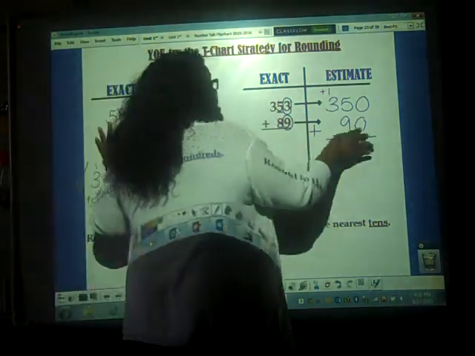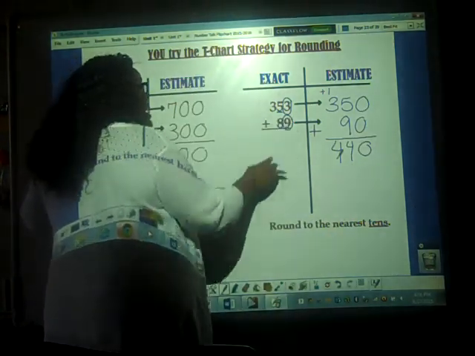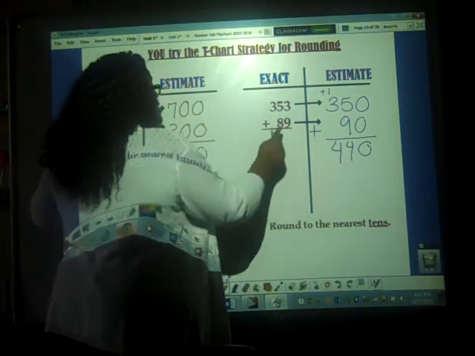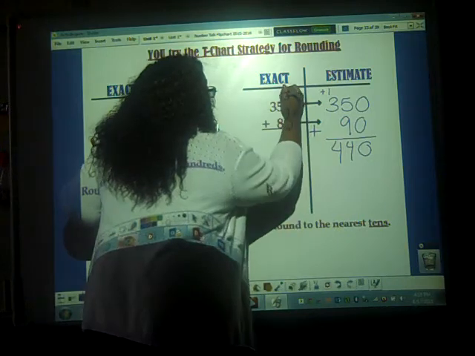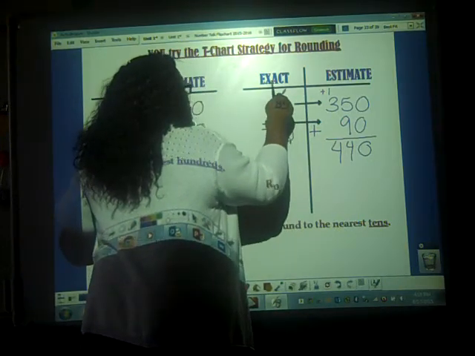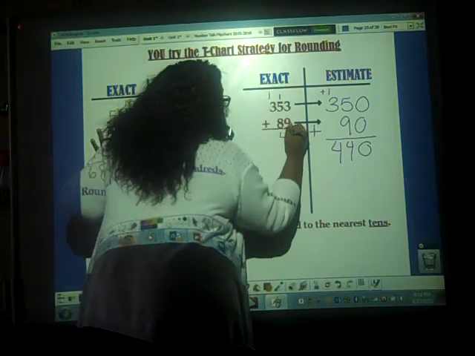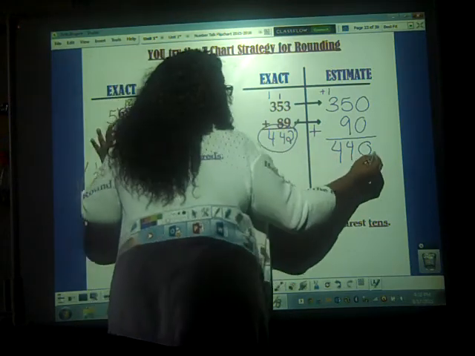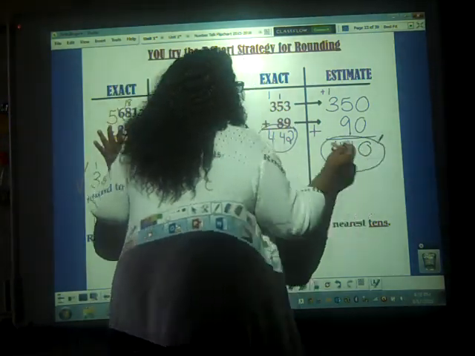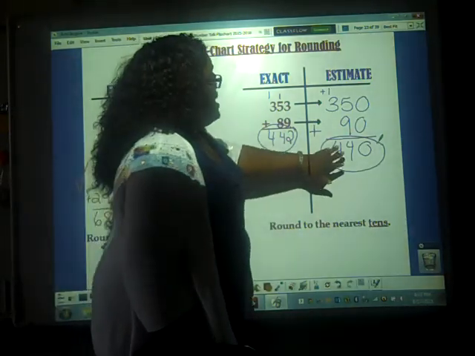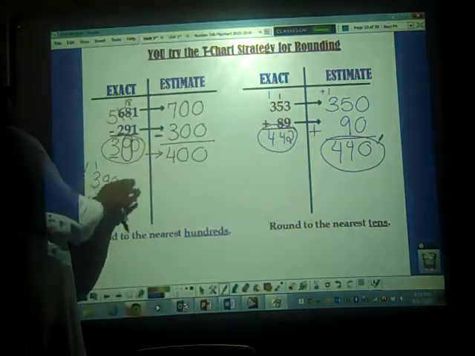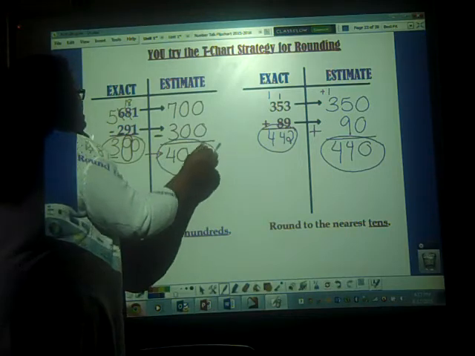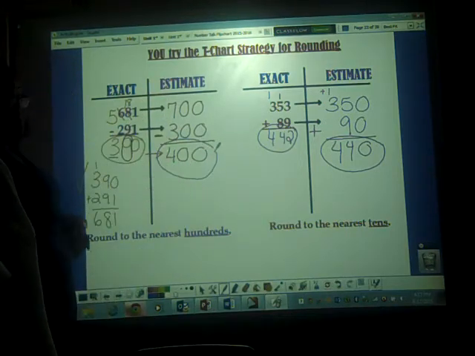So we rounded to the nearest 10. Now let's go ahead and add the exact amount up. So let me erase this so you guys can see everything. 9 plus 3 is 12. 8 plus 5 plus 1 is 14. 3 plus 1 is 4. 442 is the sum of my exact amount, and then 440 is the sum of my estimate. Over here, 390 is the difference of my exact amount, and then 400 is the difference of my estimation.